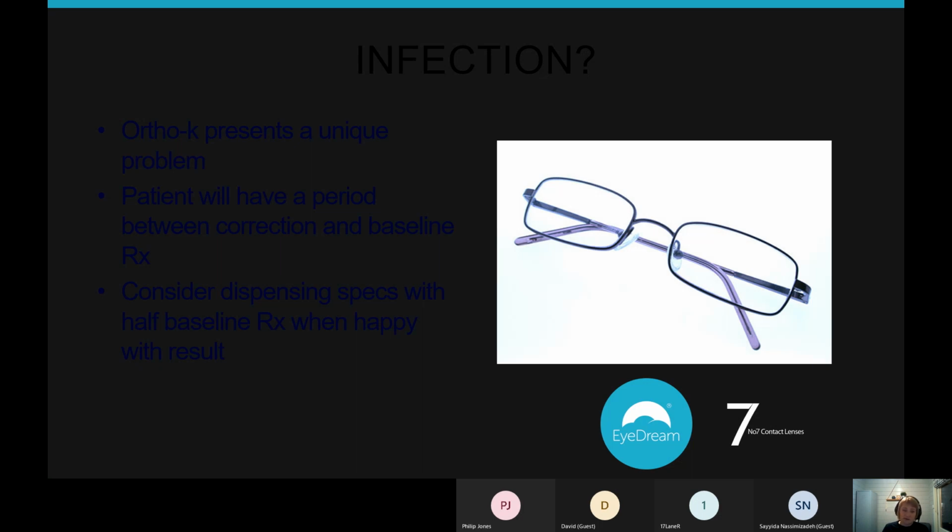Ortho-K does present a unique problem, and that is that the patient has a period between correction and baseline, and they can't just go straight back to their old specs. Kids have huge amounts of accommodation, and probably as soon as they notice the vision dropping off, could go back to old specs, but you'll have to manage it more carefully with adults. One option is dispensing specs with half their prescription when they're happy with the result of their Ortho-K and they're going to continue. Other practices have specs glazed up with -2s, -3s and maybe -4s and lend those to patients. If you have glazing on site, then obviously it's not so much of a concern for you. But it is something that the patient should know is a possibility for the future.